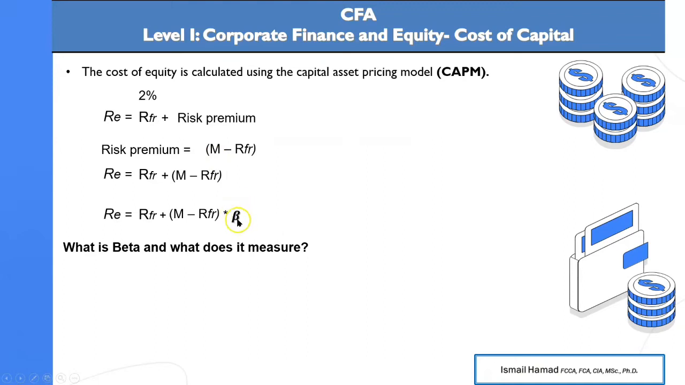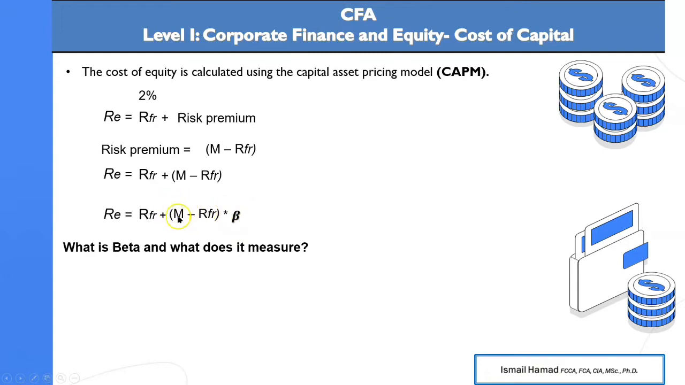So beta measures the risk specific to a company. How do we do that? We see how the company's stock return, the share price, reacts to the change in the market.